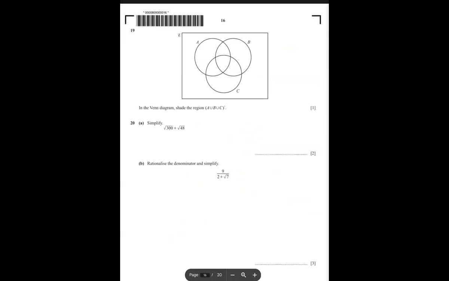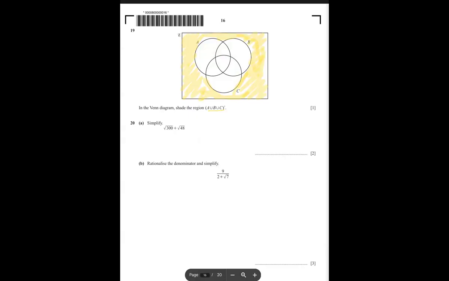Question 19, in the Venn diagram, shade the region A union B union C complement. Okay, so we just shade in A union B union C first. A union B union C is everything here. Okay, complement just means I don't want anything that I shaded. So I take everything else that I did not shade. So everything outside here. Okay, there we go. So that's it. 1 mark, free.